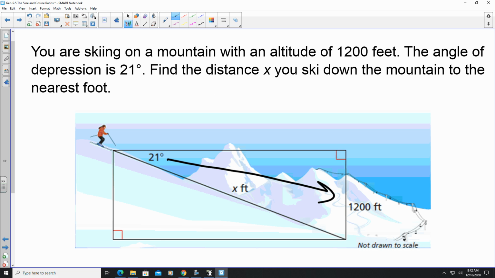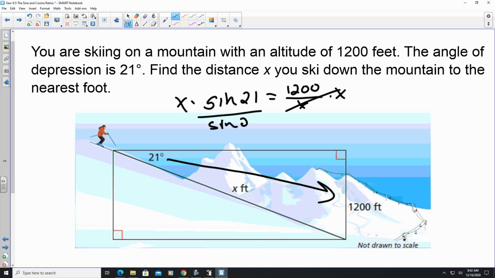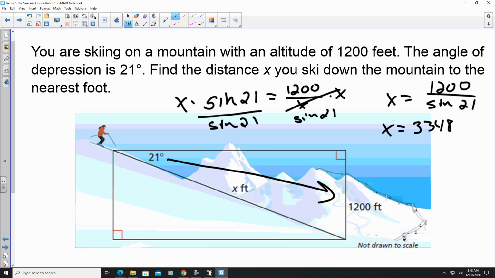So we are going to be looking at the sine of 21 degrees, which is going to be equal to 1,200 divided by x. So if I multiply x to both sides, that gets canceled. And I divide everything by the sine of 21. So now I get x is equal to 1,200 divided by the sine of 21. So 1,200 divided by the sine of 21 gives us a value of 3,348.51. So it's asked us to the nearest foot, so that means that it's going to be 3,349 feet.